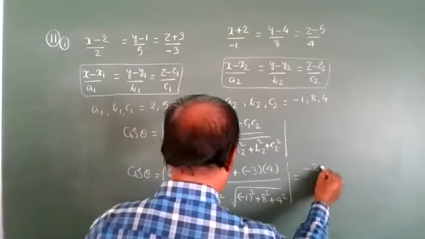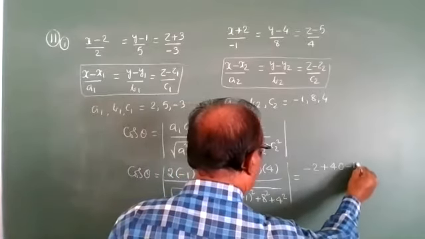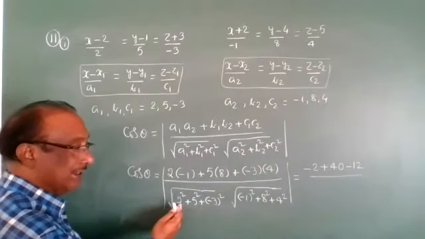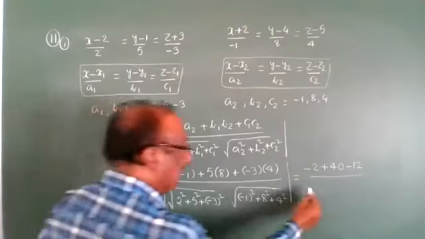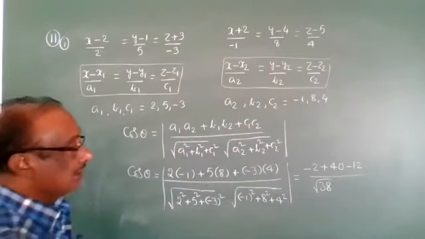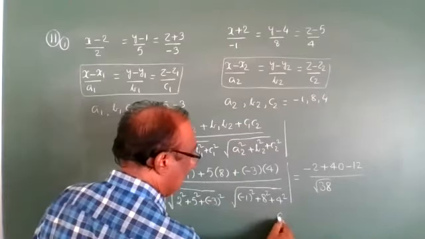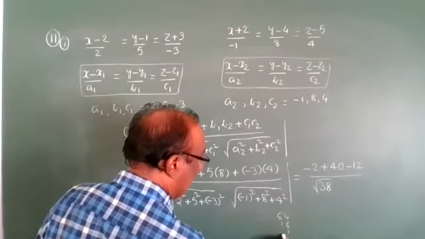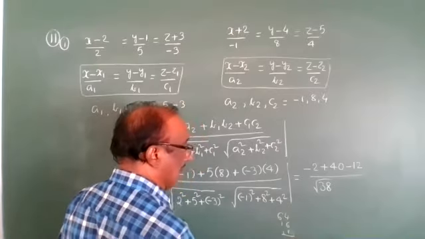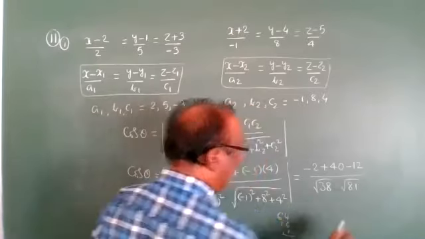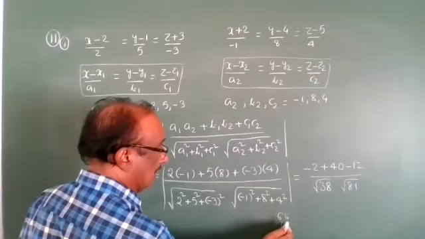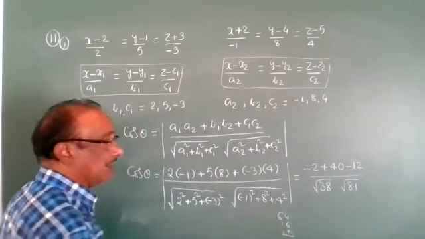Minus 2 plus 40 minus 12 upon root of 25 plus 4 plus 9, which is root 38, times root of 64 plus 16 plus 1, which is root 81. Check one time, everyone: 64 plus 16 is 80, plus 1 is 81, right.